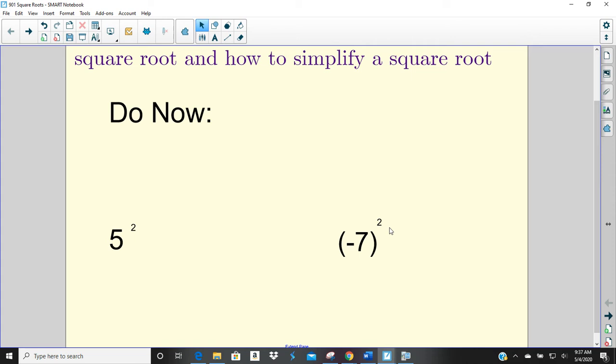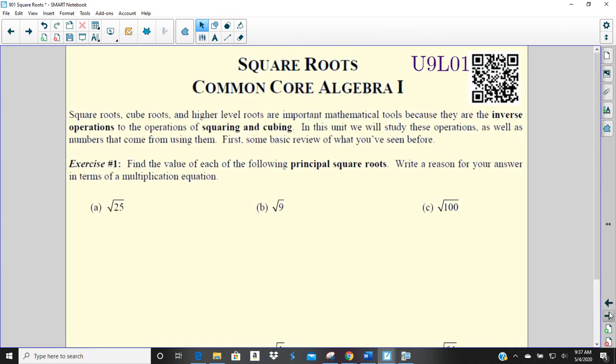5 squared, we know 5 times 5 is 25. Okay. How about -7 squared? Well, -7 times -7 is +49. Remember, you're smarter than your calculator. So you definitely want to make sure that when you're doing negatives squared, you want to put parentheses around it if you're going to use it in your calculator, okay? So let's jump to question 1.